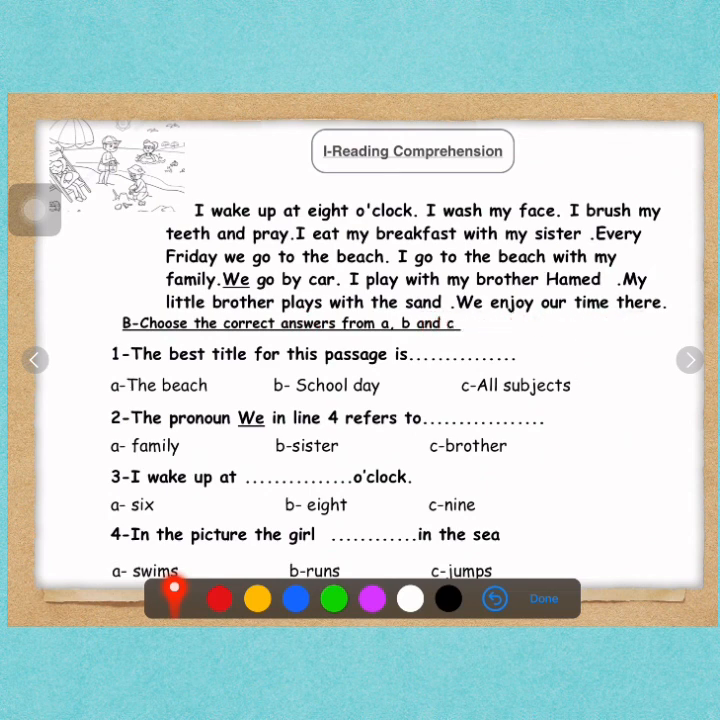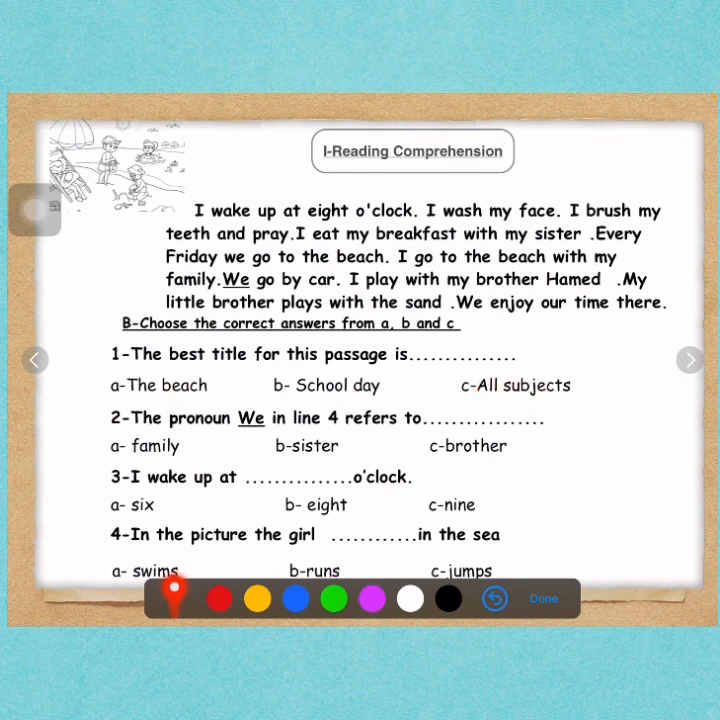Now let's read the questions. Choose the correct answers from A, B, and C. Number 1. The best title for this passage is. Now, best title means what, girls? This paragraph is talking about what? The beach, school day, all subjects.